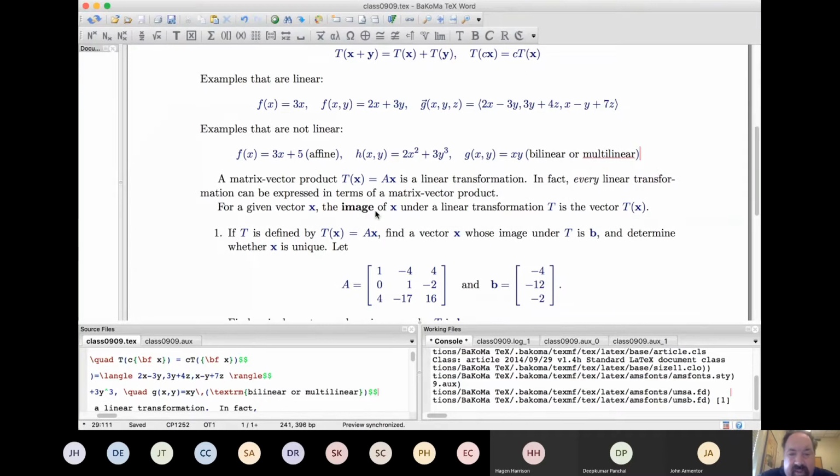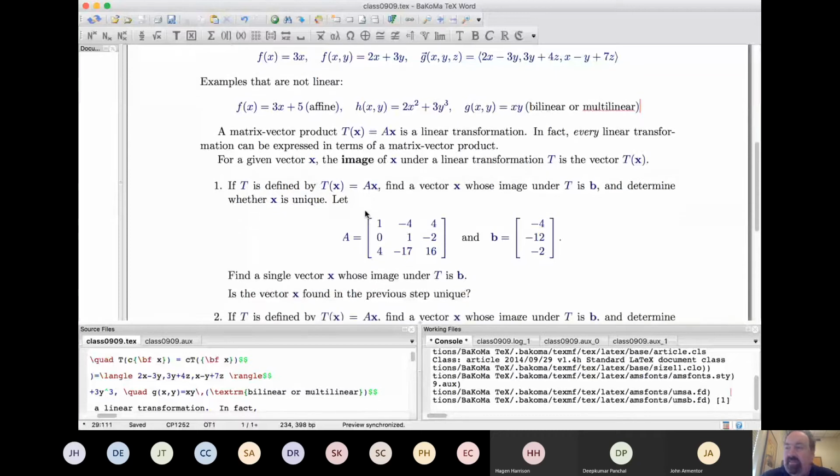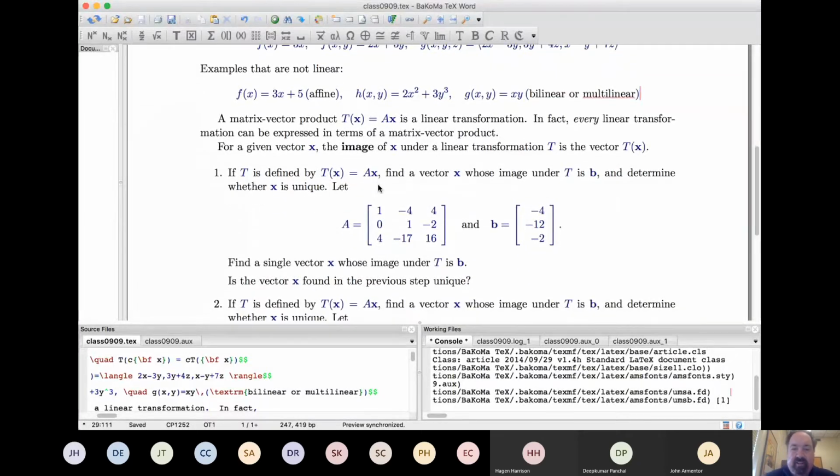Now, an important term: if I take a vector x and I plug it into a linear transformation T, the result of that is called the image. So x is the input, T of x, the output, is also called the image. There are certain homework problems that ask for the image of some vector. All right, so that's today's jargon.